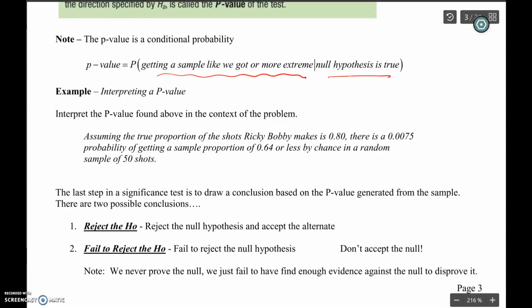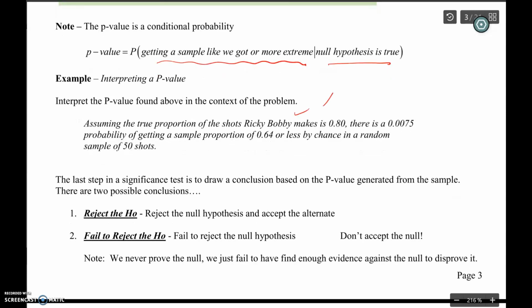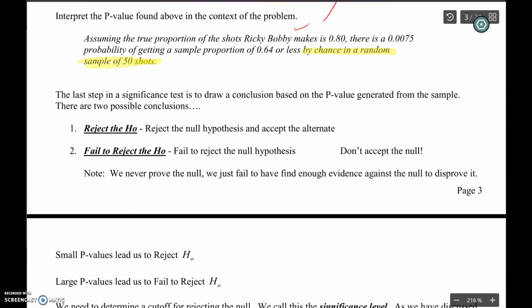Assuming the true proportion of shots that Ricky Bobby makes is 80%, this checks the condition box. There is a 0.0075 probability of getting a sample proportion of 64% or less by random chance in a sample of 50 shots. I think you could probably stop it right there, just a probability of getting a sample of 64 or less. The extra is nice, but not needed.